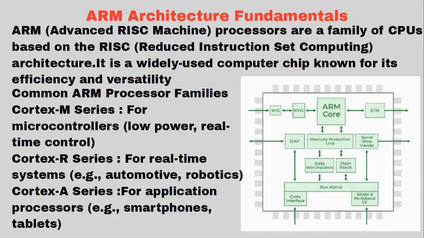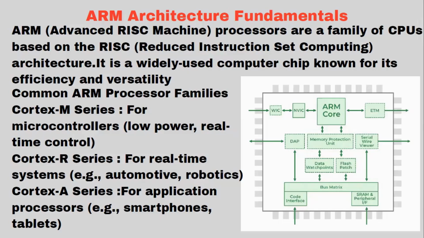Next is ARM architecture fundamentals. ARM, Advanced RISC Machine, is a family of processors and CPUs based on the RISC, reduced instruction set computing architecture. It is a widely used computer chip known for its efficiency and versatility. Common ARM processor families include the Cortex-M series, the latest one, used in ST microcontrollers and also in the Raspberry Pi series, for low power real-time control. It takes very little power, so it is preferred for that.